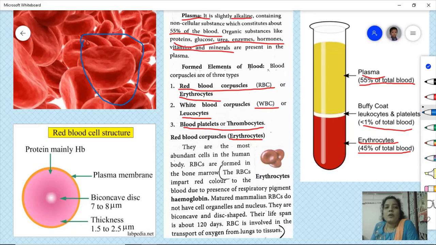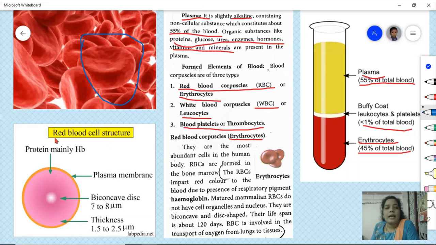Understood? One more thing, a protein is present, the name of the protein is hemoglobin. Due to the presence of this respiratory pigment only, the blood is red in color. Because of hemoglobin only, RBC is red in color. Then the next one is functions of RBC. The main function is transport of oxygen from lungs to tissues.